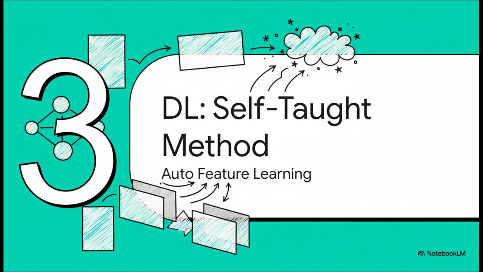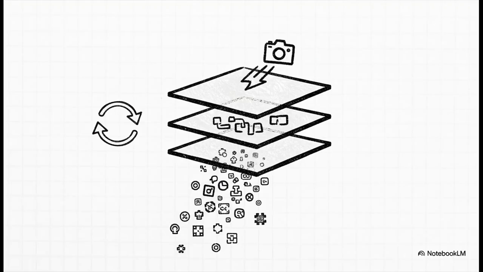Okay, now let's flip the script and look at deep learning. It takes a completely different path. It's a self-taught method. The magic here is what we call automatic feature learning. So, unlike classic ML, a deep learning model doesn't need a human holding its hand, telling it what to look for. Instead, it's using these deep, multi-layered neural networks to figure out the important stuff all by itself, straight from the raw data. It builds its own understanding, layer by layer, from the ground up.